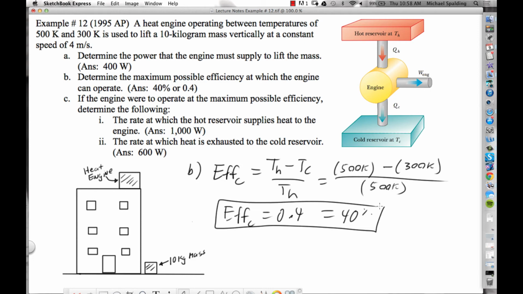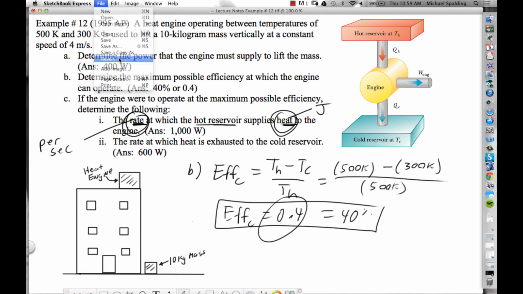Now, part C, if the engine were to operate at the maximum possible efficiency, which is 0.4, determine the following. The rate at which the hot reservoir supplies heat. So they're asking for the rate of heat. Guys, what does rate mean? Rate is per second, or per minute, or per hour, or per year, anything per time. But in physics, we want seconds. So rate is per second. What is heat? Joules. What's joule per second? Watt.